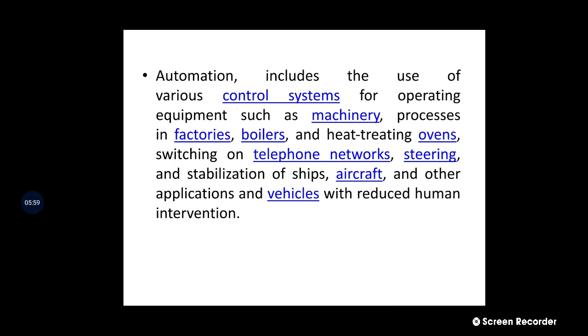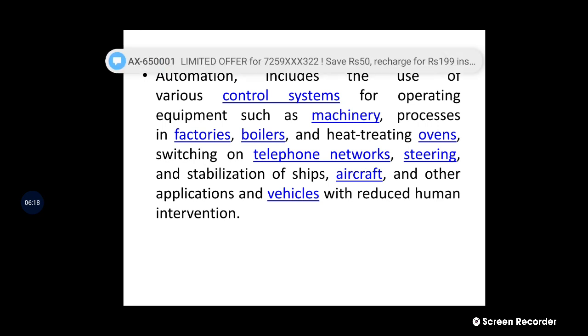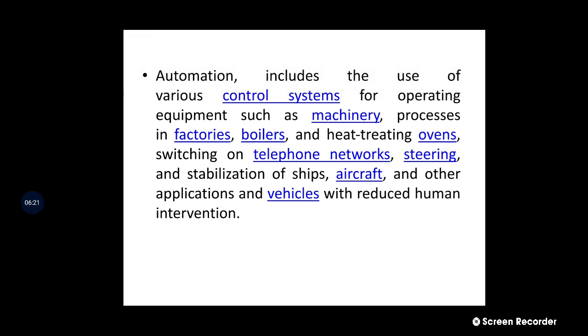We may observe automation in many fields. Automation includes the use of various control systems for operating equipment such as machineries and processes in factories, boilers and heat treating ovens, switching on telephone networks, steering and stabilization of ships, aircraft and other vehicles, with reduced human intervention.